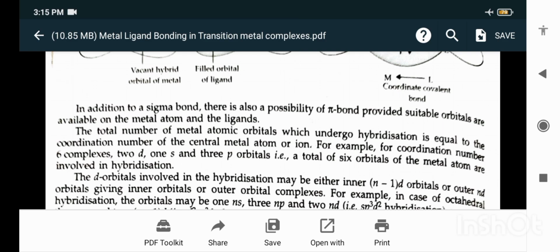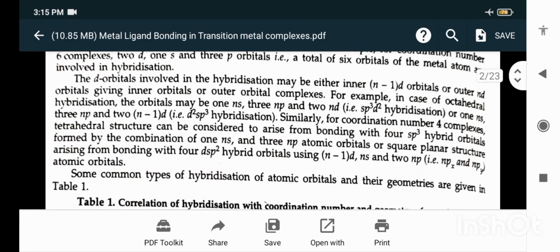For example, for coordination number 6 complexes, 2 d, 1 s and 3 p orbitals, that is a total of 6 orbitals of the metal atom, are involved in the hybridization. The d orbitals involved in the hybridization may be either inner orbitals or outer orbitals, giving inner orbital or outer orbital complexes. For example, in the case of octahedral hybridization, the orbitals may be 1 ns, 3 np and 2 nd, or 1 ns, 3 np and 2 (n-1)d, that is the d2sp3 hybridization.